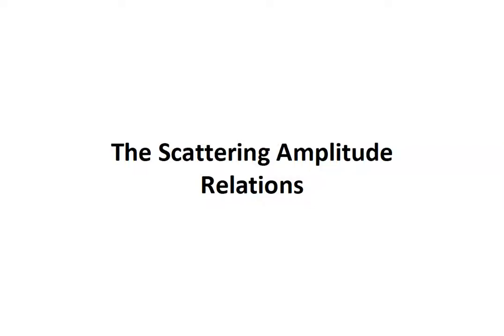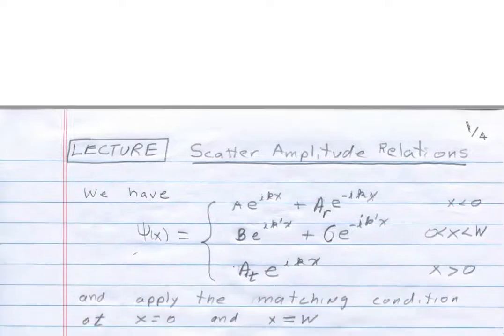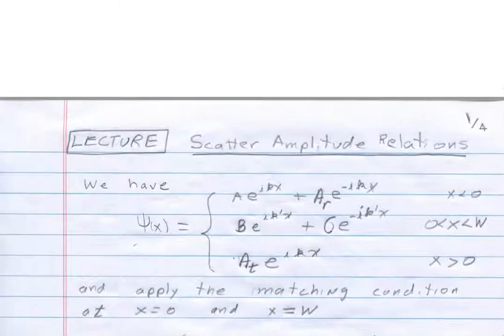Well, we'll proceed from the previous segment, and in this case, we'll primarily get the scattering amplitude relations. And just to rewrite what we have, remember we had gotten to this point in the previous part. We had a general solution at this stage, a fairly general solution of the wave function for scattering off this square well potential.